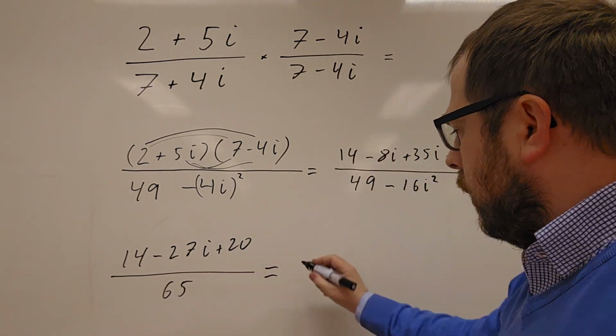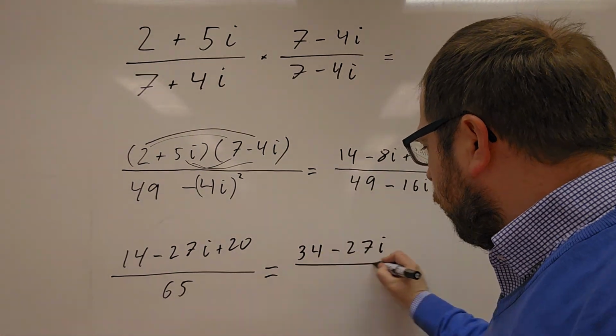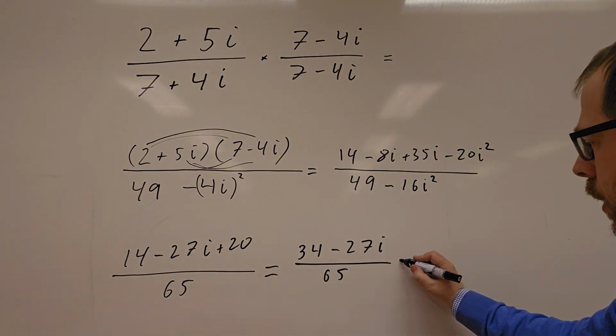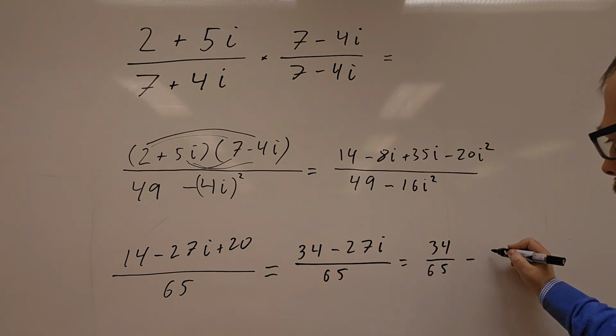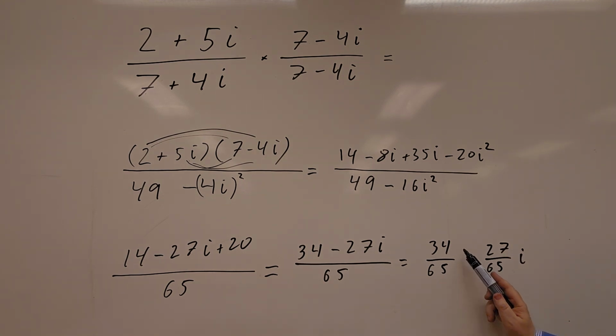14 plus 20 is 34, so in the end we have 34 minus 27i, everything divided by 65. Or if I prefer, I can write it as 34 over 65 minus 27 over 65 i. Writing it in this way emphasizes that I now have a real part and an imaginary part, as all complex numbers have. With different numbers chosen, there might be simplifications going on here, but not always.